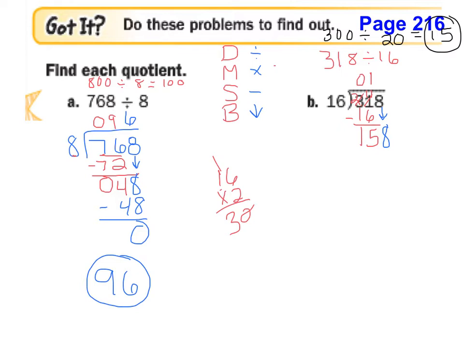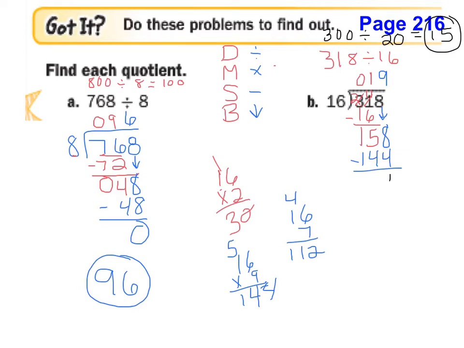16 is about 20. 158 is about 150, maybe 7 times. So let's see, 16 times 7, 42, 11, 112. That seems a little too small. So maybe I'll do 16 times 9. And 16 times 9, 6 times 9 is 54. Carry the 5. 9 times 1 is 9 plus 5 is 14, 144. That looks pretty good. So I'm going to try with the 9. So 144.